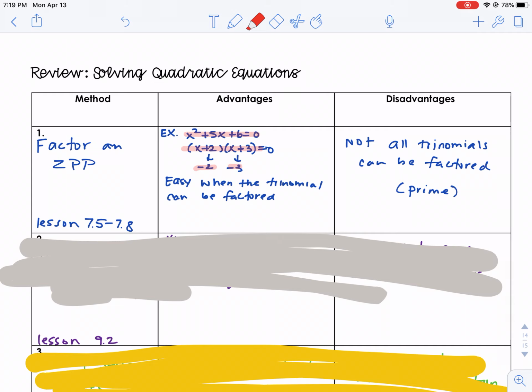So an advantage to this method is that it's very simple and straightforward and easy when the trinomial can be factored. The disadvantage is that not all trinomials can be factored. We had prime ones, and so you wouldn't be able to use this method if the trinomial's not factorable.